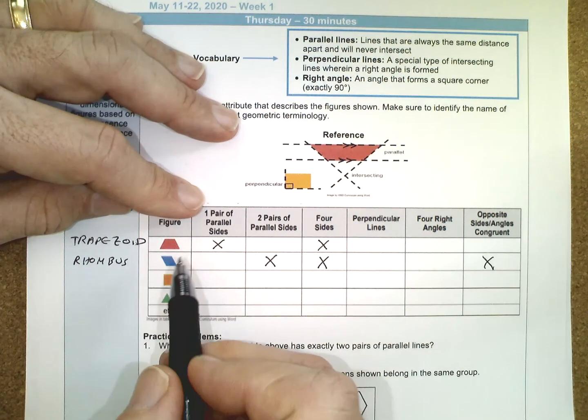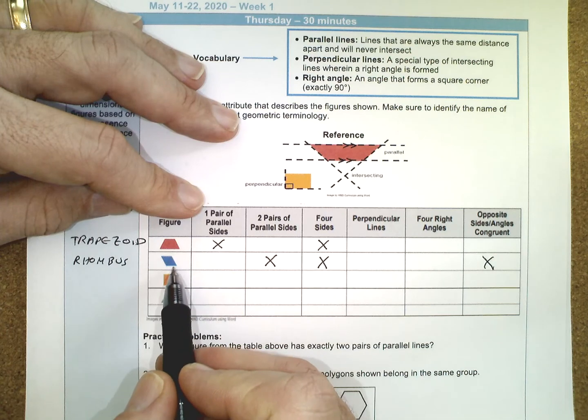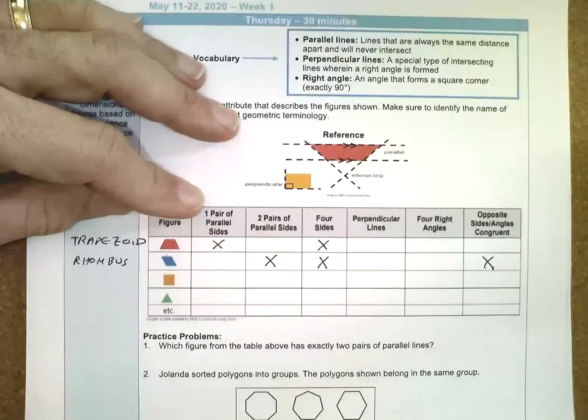Yes. Here you have these two angles are congruent, these two angles are congruent. Each pair of parallel lines are also congruent.